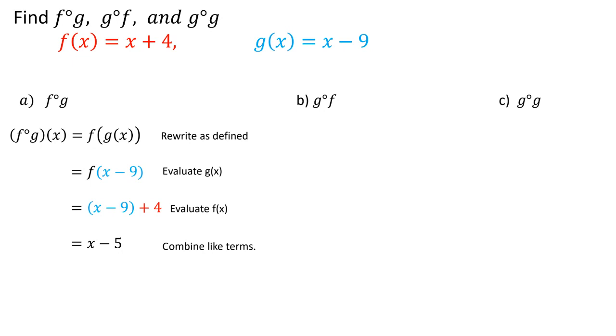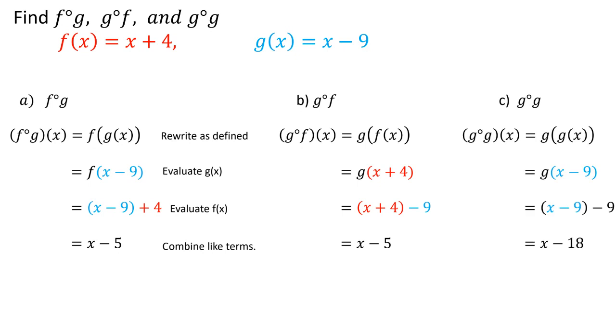Now it's backwards. So my main function is g, so I rewrite it like this: g composed of f of x. That means that everywhere I see x for the function g, I'm going to plug in function f. So here, g is x minus 9. Everywhere I see x, I'm going to plug in x plus 4, which is function f. So my answer is x minus 5.